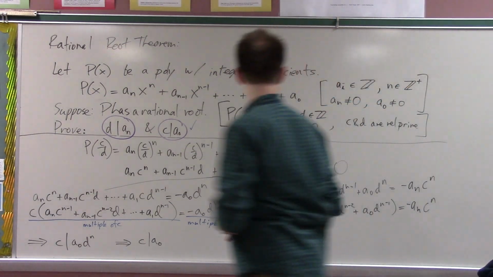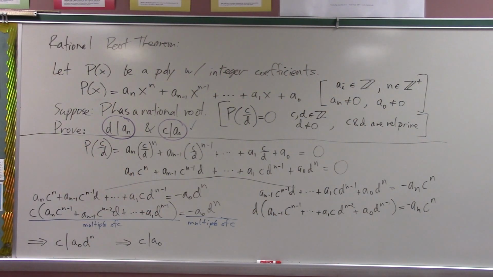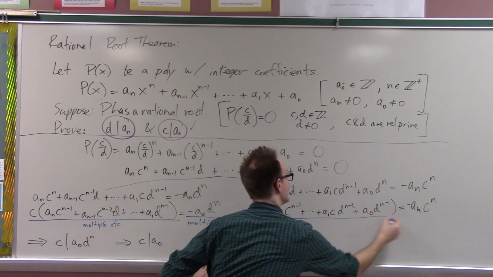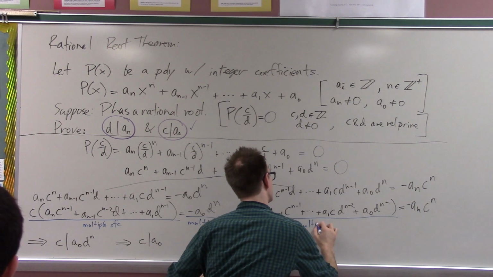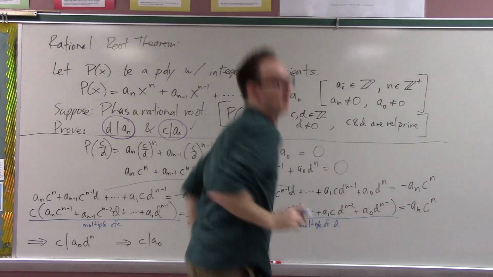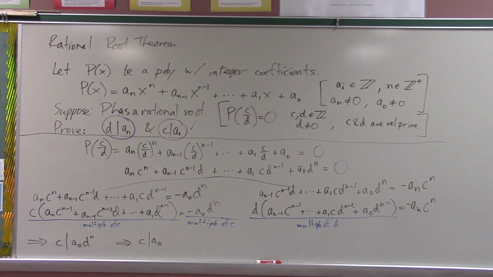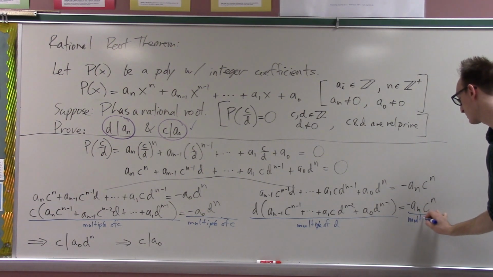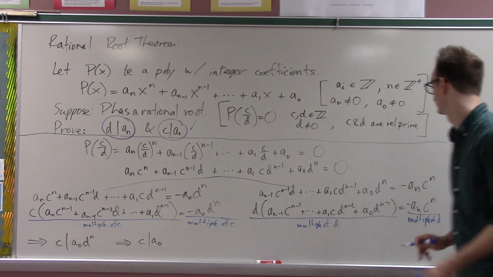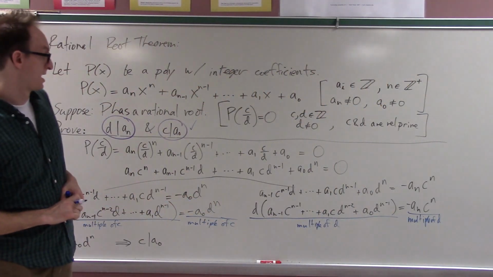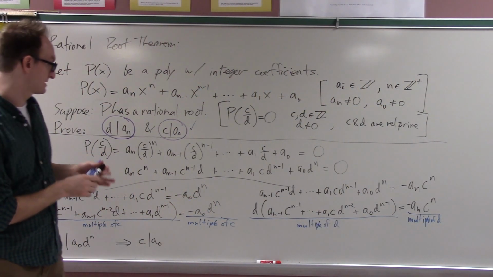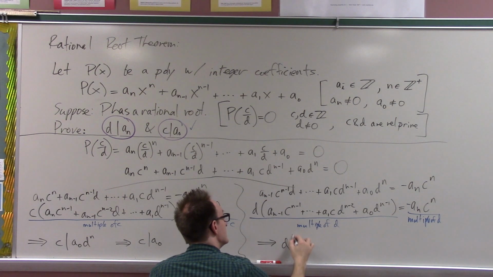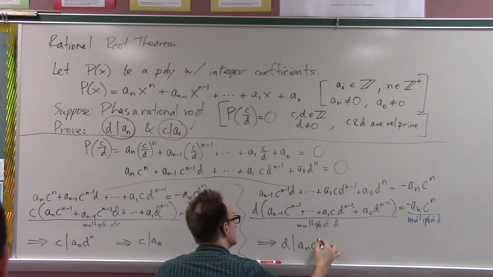And if I factor out a D from the left-hand side, because they all had D's in them, then I conclude that the whole left-hand side of this is a multiple of D. But if the whole left-hand side is a multiple of D, then the right-hand side is also a multiple of D. And knowing that lets me conclude that D goes evenly into A sub n C to the n.